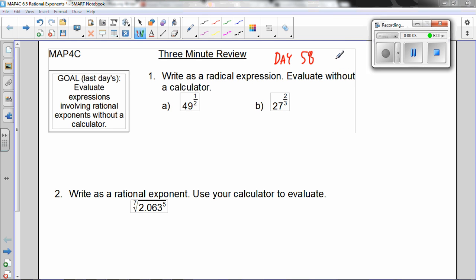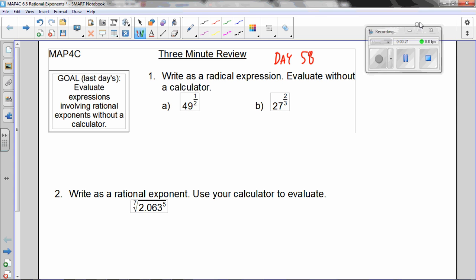MAP4C, day 58. Today we're going to be cleaning up our investigation from yesterday, making sure that we have those skills solid about evaluating expressions involving fractional exponents. Then we're going to push that further to solve some equations involving fractional exponents. So that's the plan for today.